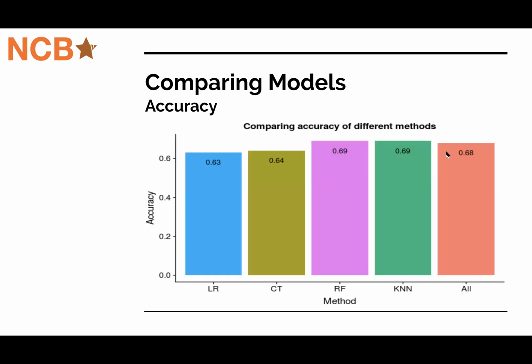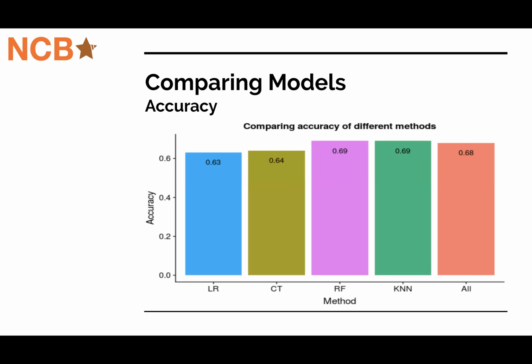We then did a comparison of the accuracy of each of the methods. That is, how many times do we accurately predict accept and correctly predict reject on a validation set of data? Accuracy rates are quite similar, with random forest and KNN slightly above the rest.